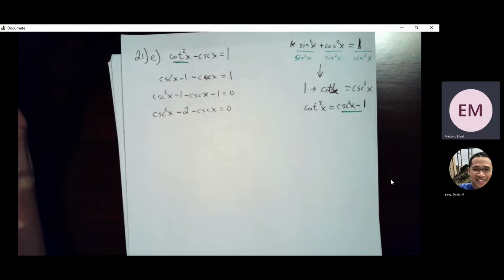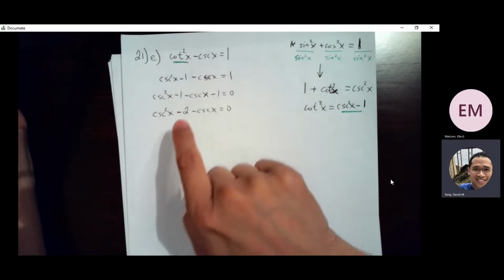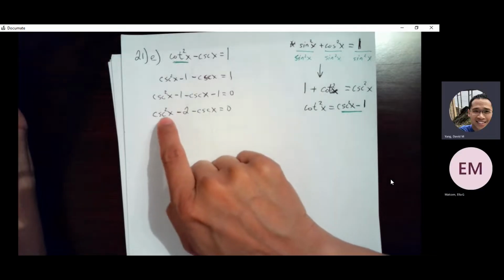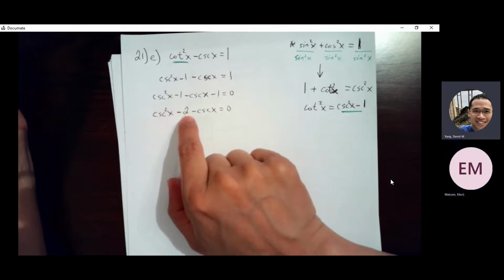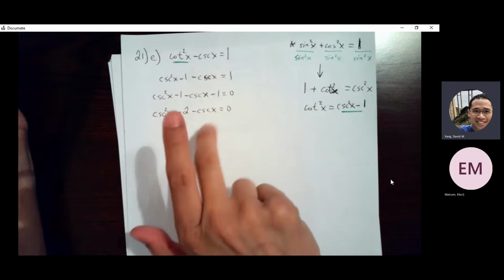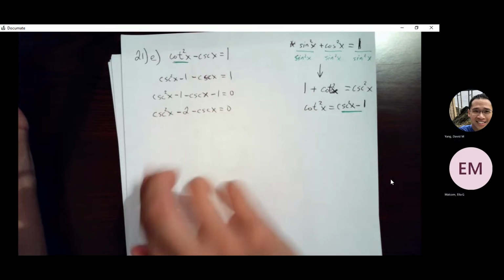Cosecant squared x minus cosecant x minus 2 equals 0. Typically when we factor, we like to have the highest power first, and then the constant last, right? So it makes it here.